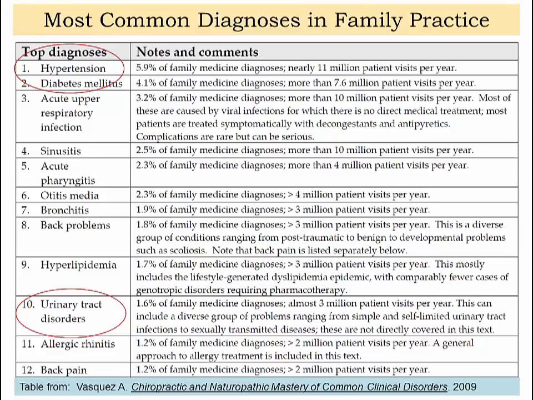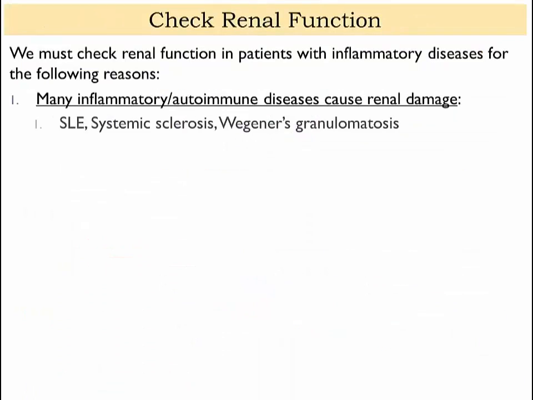But within this context, let's focus on urinary tract infections, which often start simply as bladder infections but can ascend to become a kidney infection, and that can cause kidney damage. So let's talk about how to assess kidney function. As most of you know by now, my clinical practice focuses on the treatment of chronic inflammatory and autoimmune diseases, and so I often have to check their kidney function as well.